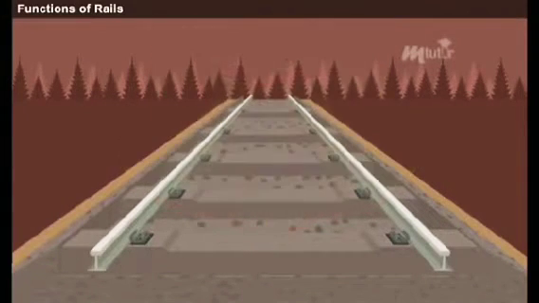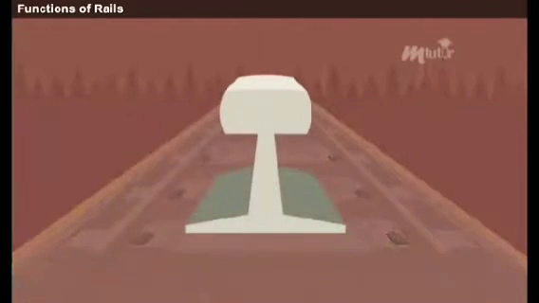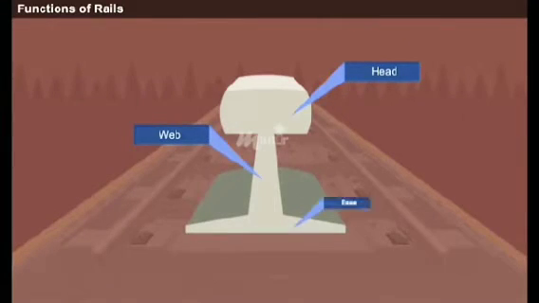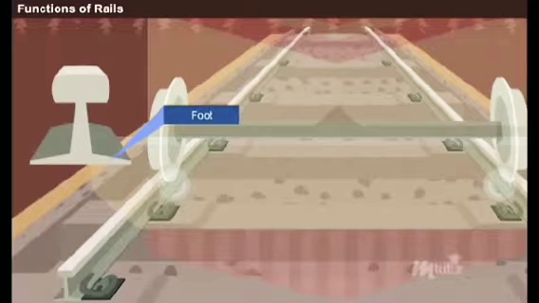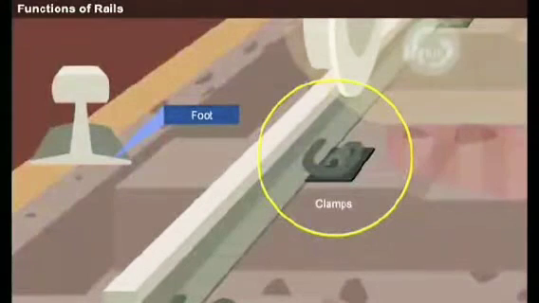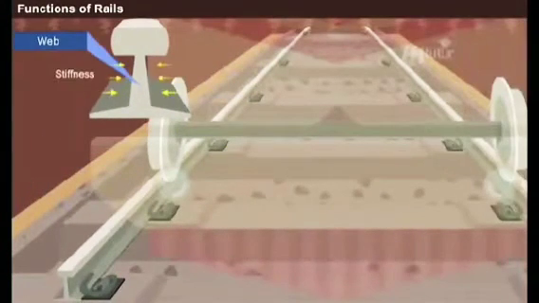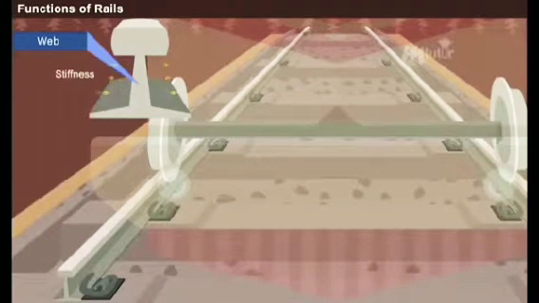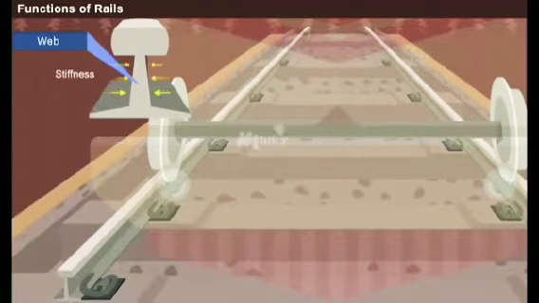The cross-section of a rail resembles an I shape with three components, namely the head, the web, and the base. The top portion of the rail is the head. It helps to take up the impact of the fast-moving wheels. The bottom flat portion is the base or the foot. It helps in clamping the rail to the sleeper as well as in transferring the train loads. The middle portion of a rail is the web. It provides the necessary stiffness to the entire rail section.